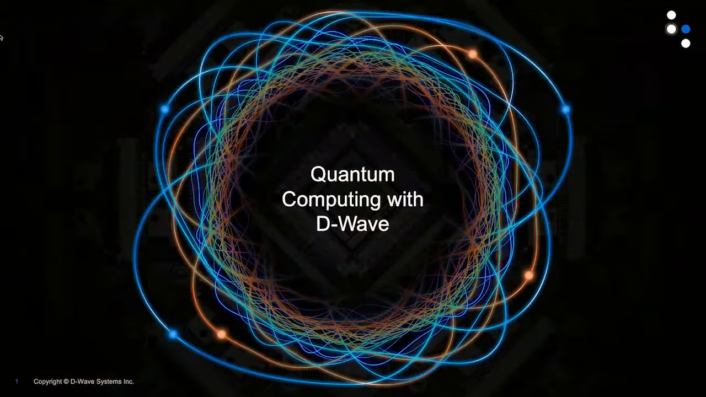Today, we have a set of 3 different tutorials where we're going to walk you through different aspects of programming using Ocean and our QPU, our quantum processing unit, as well as our hybrid solvers. So to get started, in this first hour, I'm going to take you through a basic example end-to-end of quantum computing and programming using binary quadratic models.